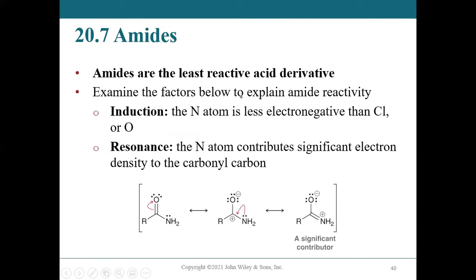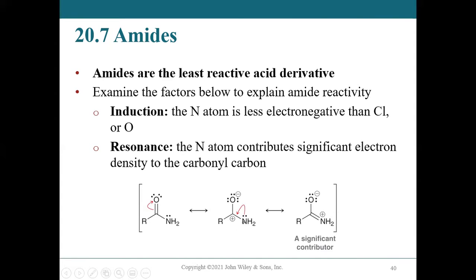Amides are the least reactive acid derivative. Examine the factors below to explain amide reactivity. First, induction: the nitrogen is less electronegative than chlorine or oxygen. Resonance: the nitrogen atom contributes significant electron density to the carbonyl, as shown in this resonance structure.